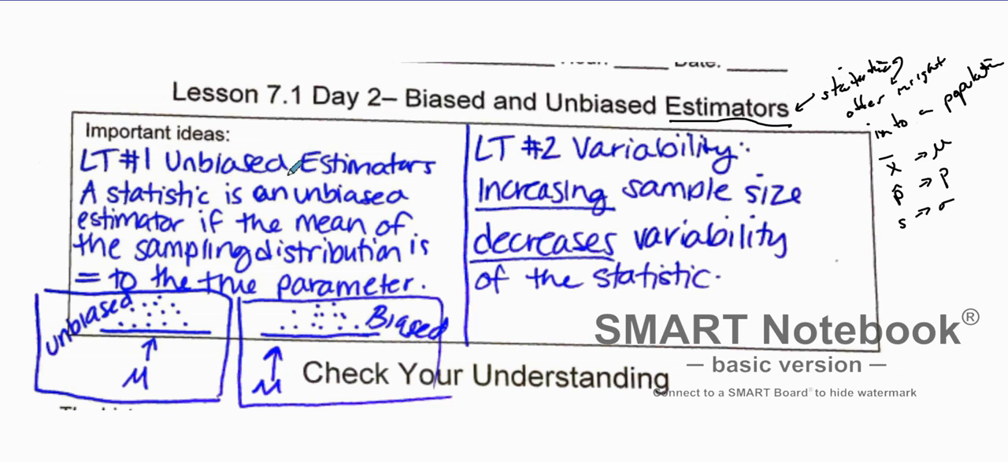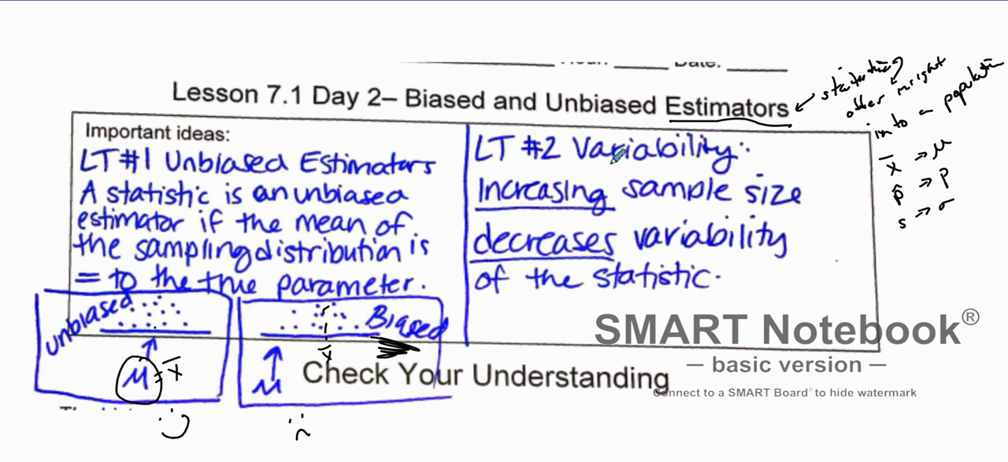A statistic is an unbiased estimator if the mean of the sampling distribution is equal to the true parameter. So essentially, if we take a sampling distribution and it is unbiased, we realize that the actual mean is pretty close to the sampling mean. Now, if we realize that our sampling mean is over here, but our true mean is over here, we would say that would be biased. They are not equal. That's bad. Unbiased means that the sampling mean is equal to the true mean of the population, and that is good.